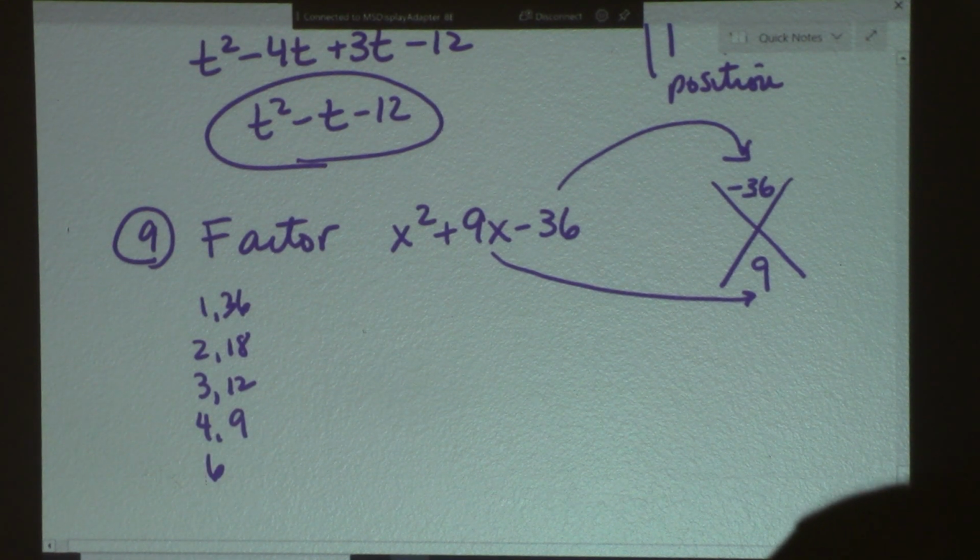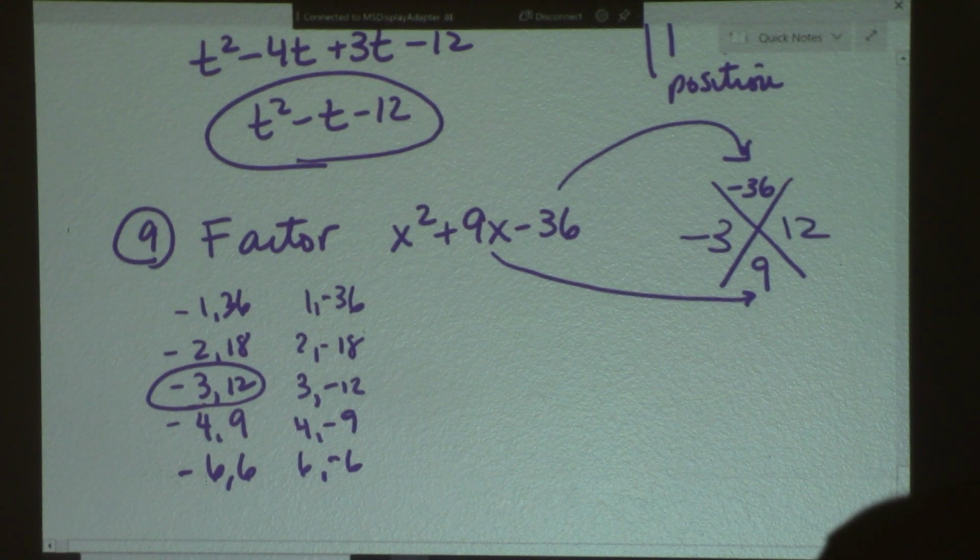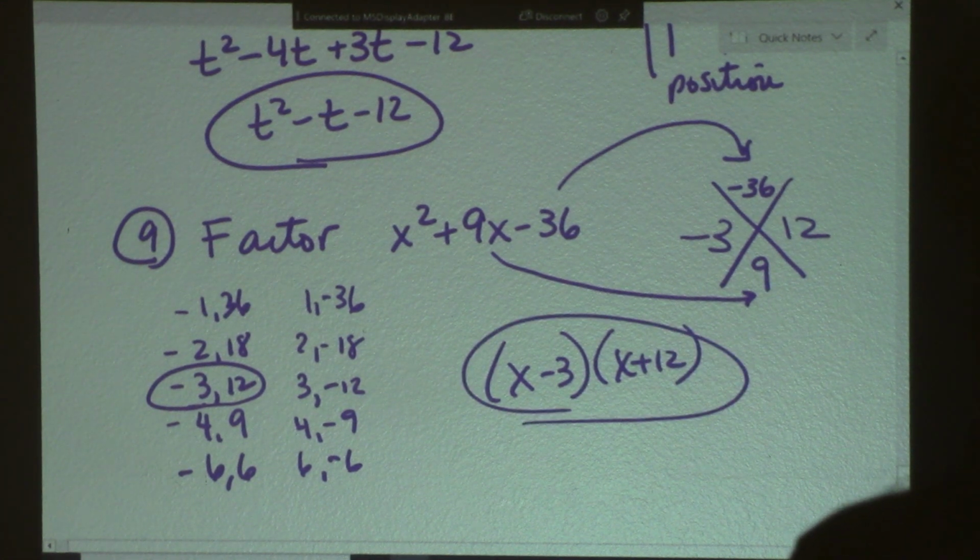But one of them is negative. So if I had all negatives here, and then I have the opposite of that, which two add up to positive 9? Well, right here, negative 3 and 12, okay? It's nothing like listing them that makes it really obvious. So then we have x minus 3 times x plus 12. And there we go. That's our answer.